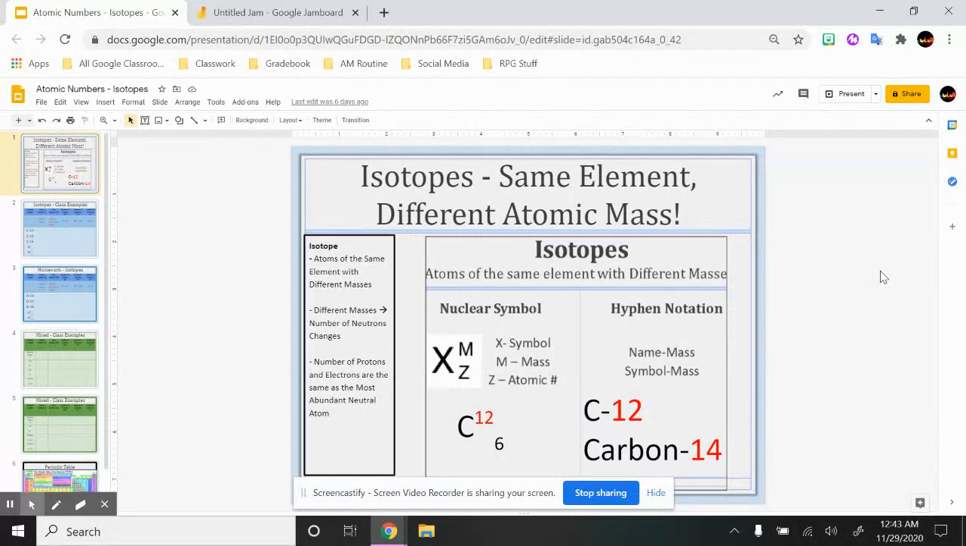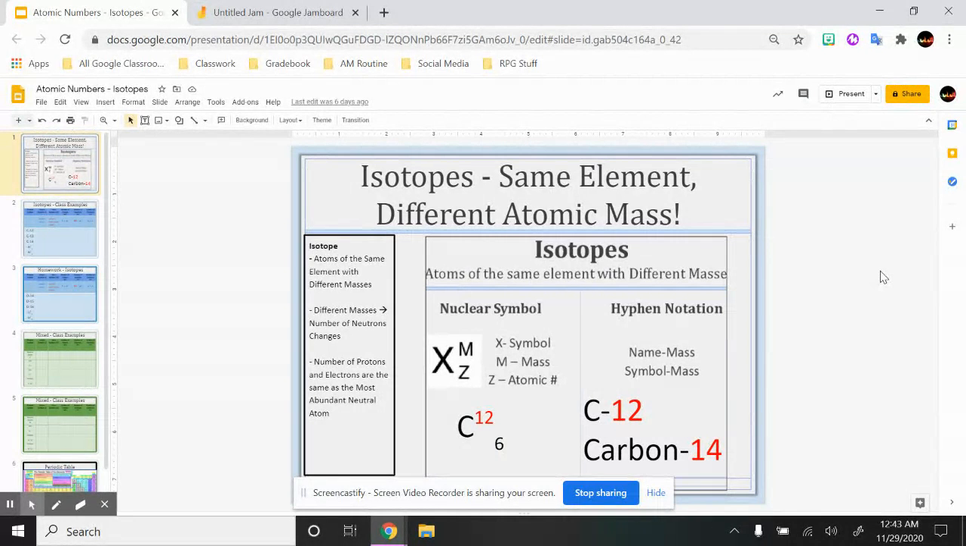Now, the reason we do not change the number of protons is the same reason we don't change the protons in ions, and that's because our protons tell us what element we have. So if we change the number of protons, we're completely changing the element. Now, this can happen in some radioactive reactions, nuclear reactions. But for today, we're just learning how to find the atomic number of these isotopes.